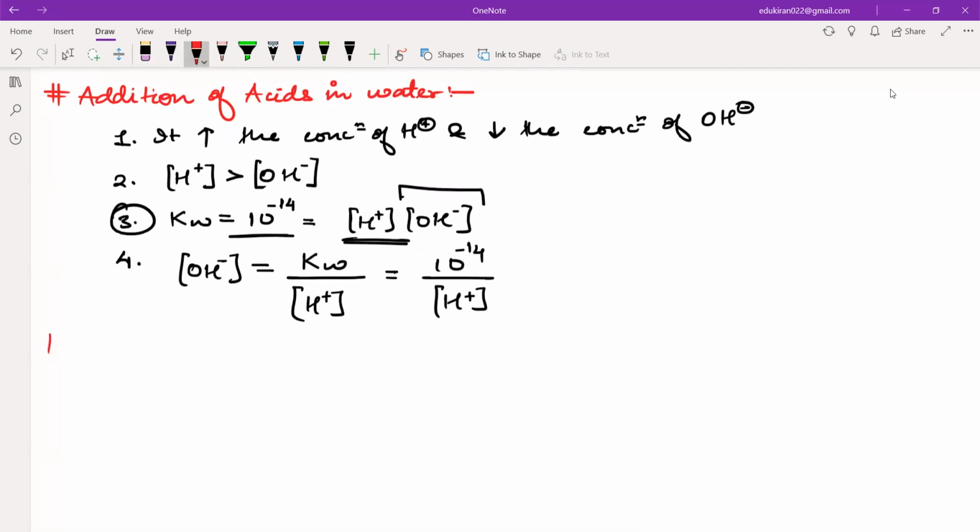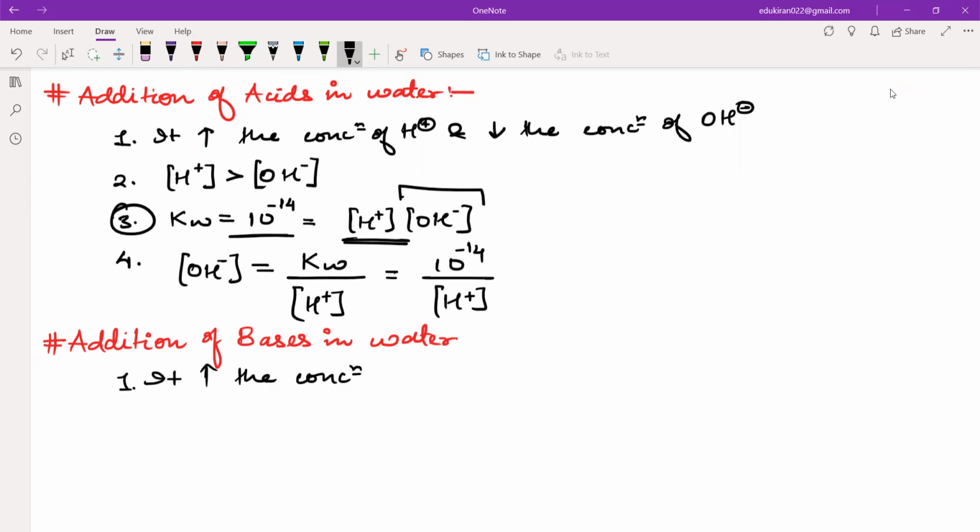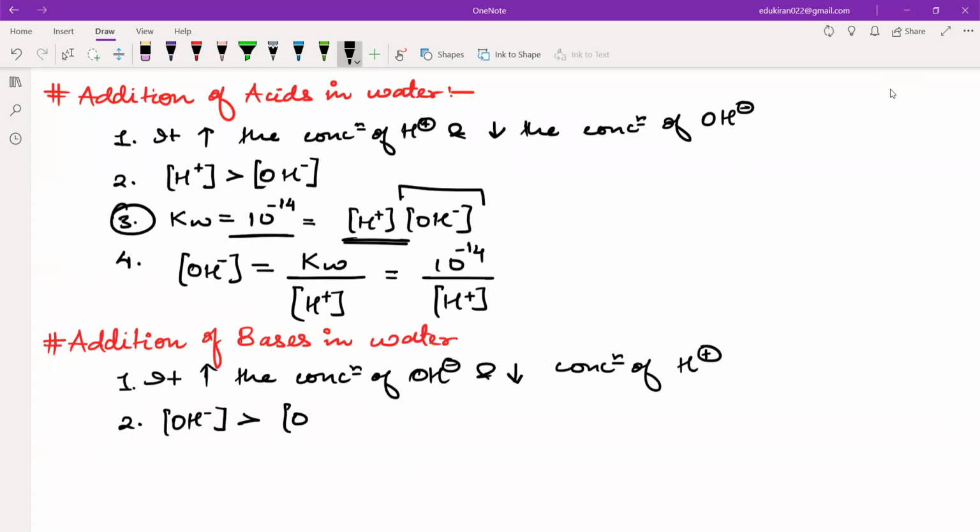Right, next, addition of bases in water. So the first point will be: it increases the concentration of OH negative and decreases the concentration of H positive. In this case, the concentration of OH negative is greater than the concentration of H positive.